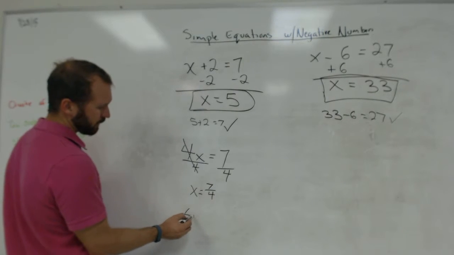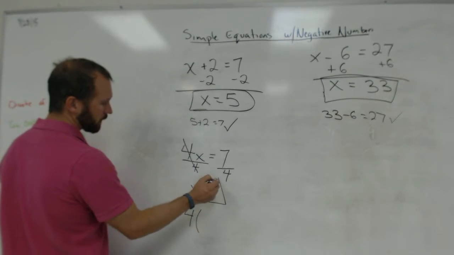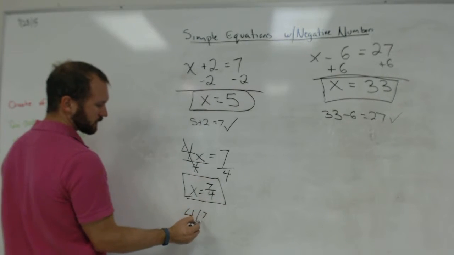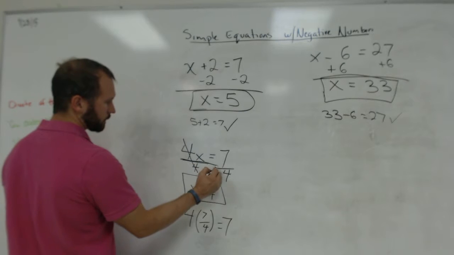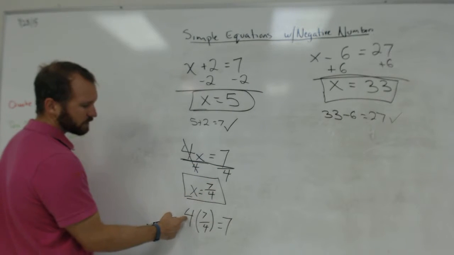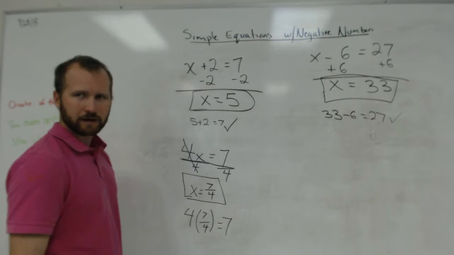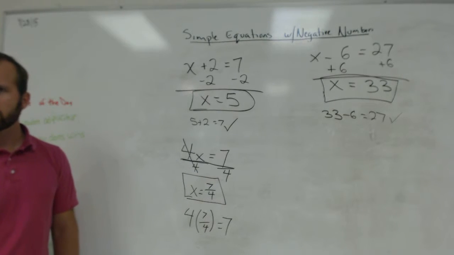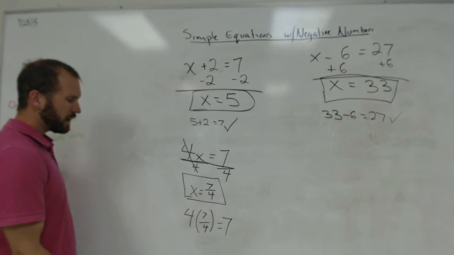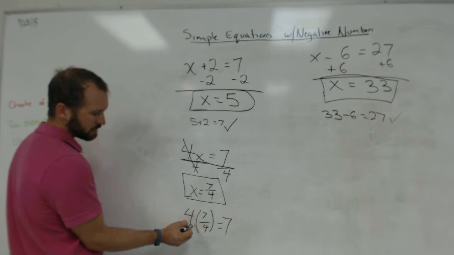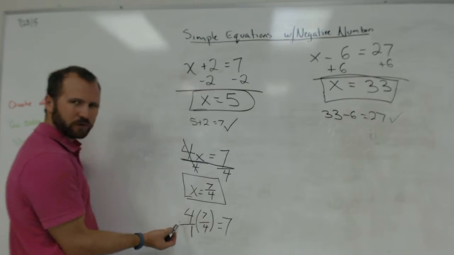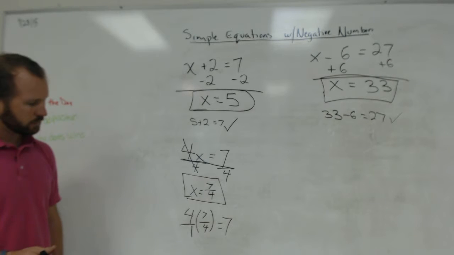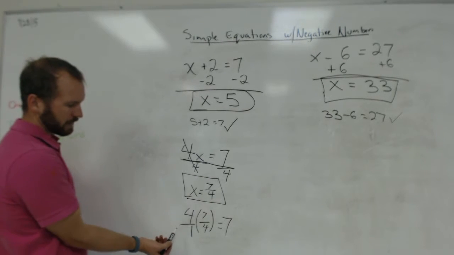So now I'm going to check my work. 4 times x, which is 7/4, equals 7. That was my original problem, right? 4 times 7 divided by 4. What is that? You may see it better if you write this as 4/1 times 7/4. Did I change that? Is 4 really the same as 4/1? Yes, 4 and 4/1 are the same.